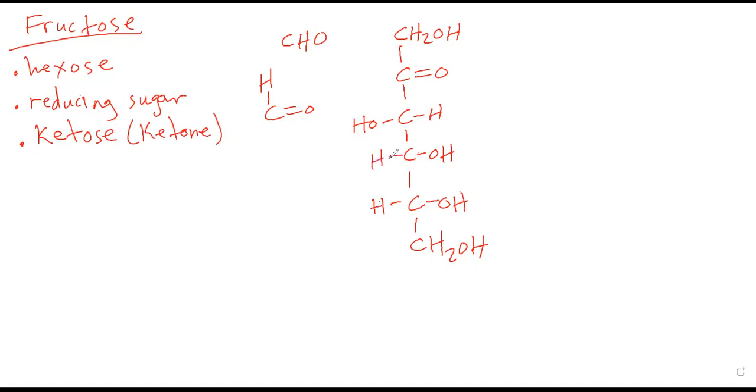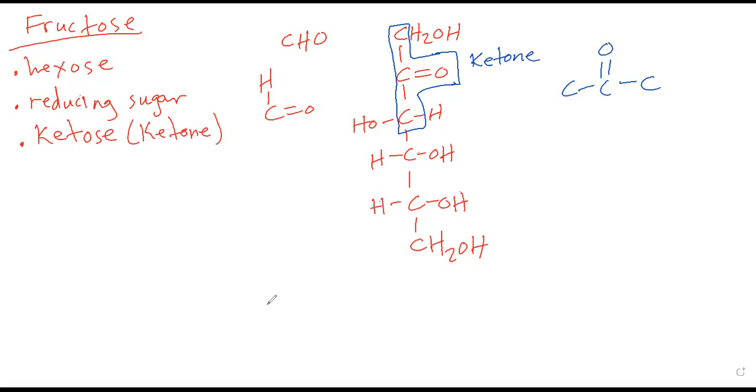What makes it a ketone? This right here, so ketone, C double bond O, C. The carbon with a double bond oxygen has two carbons also attached to it. All right, so that is the ketone group. That is what makes your fructose a ketose sugar because it has a ketone group in it.